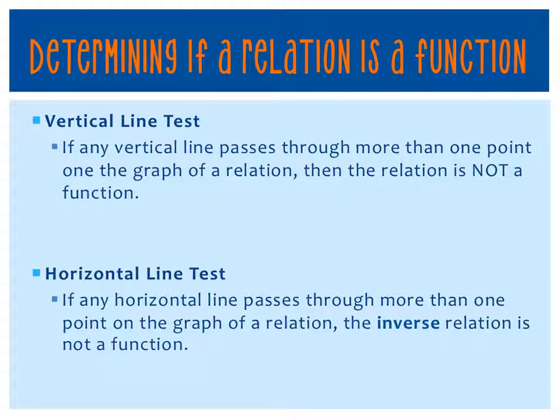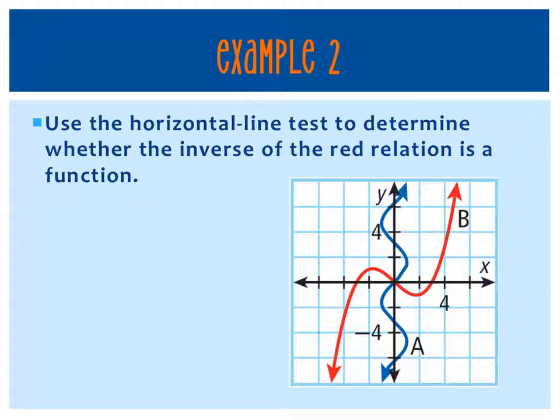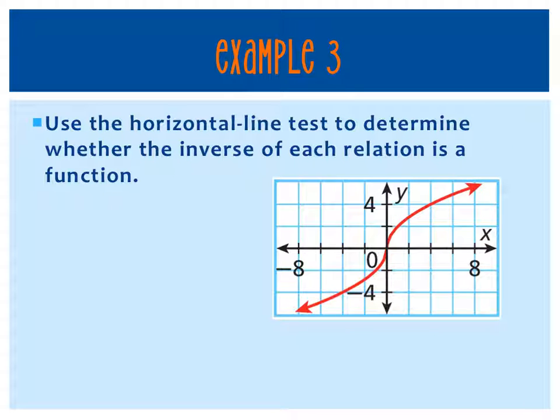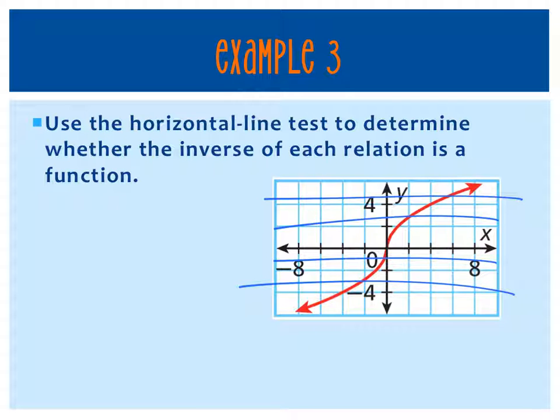Okay, so quick refresher, this is what we talked about. The vertical line test is to test if the one you're looking at is a function. And the horizontal line test is going to tell you if the inverse of that function is a function. And then we did example 2, right? We left off here, example 3. Use the horizontal line test to determine whether the inverse of each relation is a function. If I were to draw horizontal lines through this graph, does it hit any of those at more than one place? No. So then the inverse is a function.